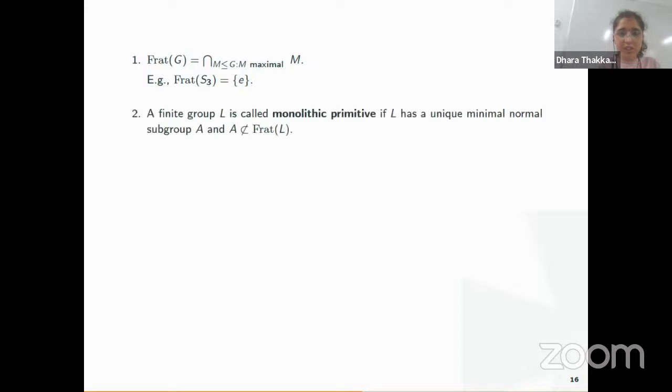Also, this is the crucial definition that will be used in handling the non-abelian case. A finite group L, we call monolithic primitive if L has a unique minimal normal subgroup, and that minimal normal subgroup is not contained in the Frattini subgroup of L. Such a group we call a monolithic primitive group. For example, if we take S3, then C3 is its unique minimal normal subgroup, and the Frattini subgroup of S3 is the identity. So C3 is not contained in the Frattini subgroup, and S3 is a monolithic primitive group.